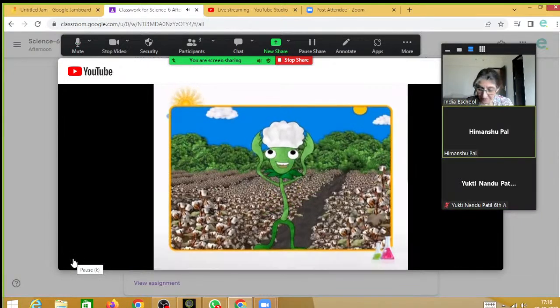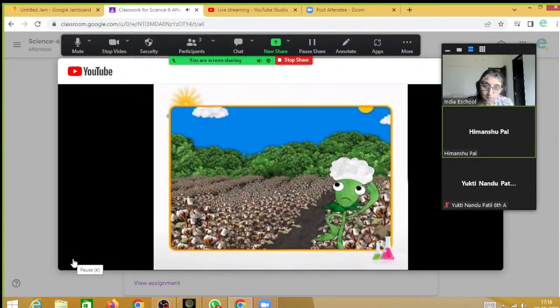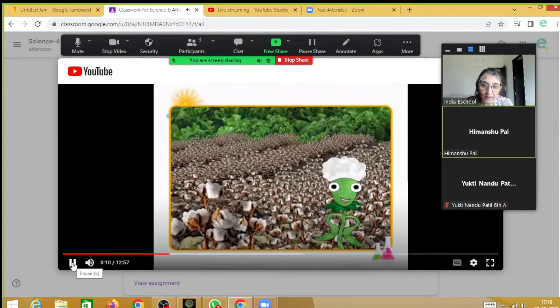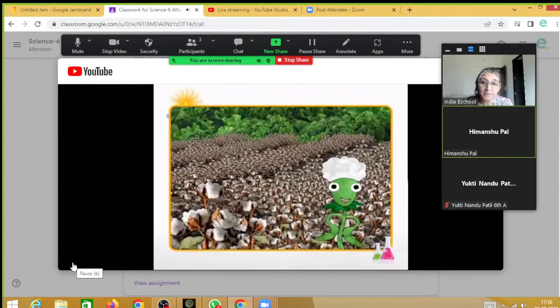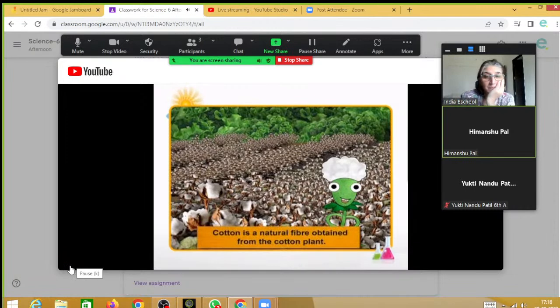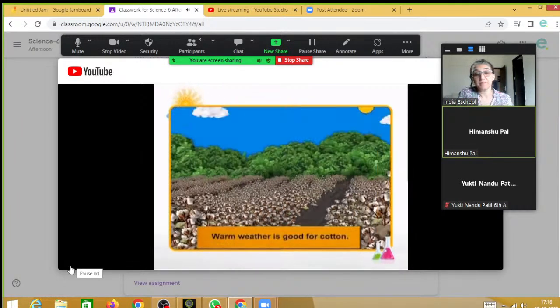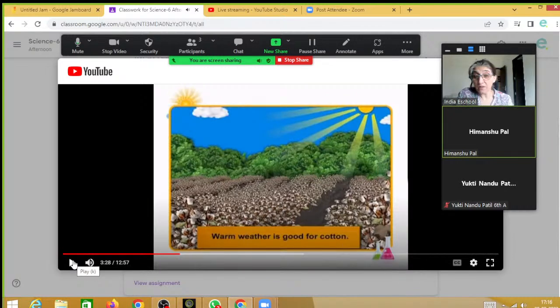This is me, a cotton plant. Cotton comes from the green fields which, when ripe, look as if the land is covered with snow. This looks like God's blessing in the summer season. Snow-clad land in summers. Cotton is a natural fiber obtained from the cotton plant. The cotton plant grows in black soil and prefers warm weather for good growth. So, where does it grow? In black soil and in warm weather. You should remember this. Cotton is grown where it is hot.